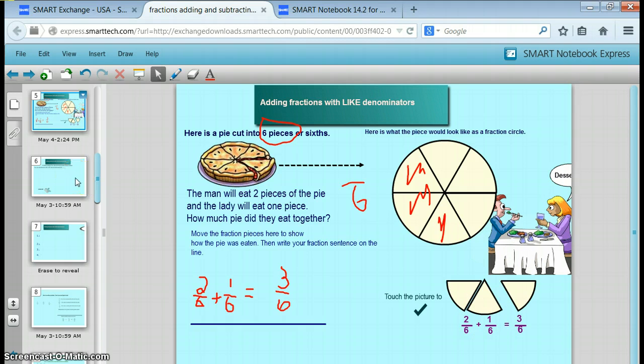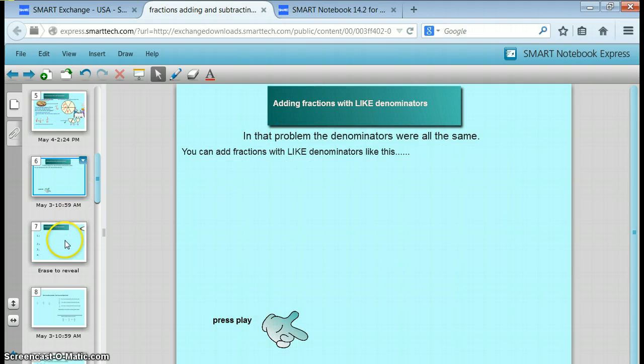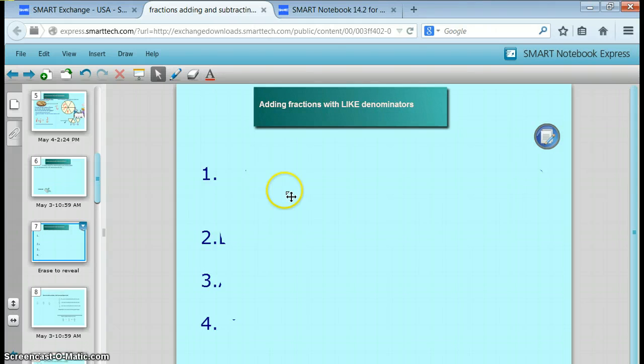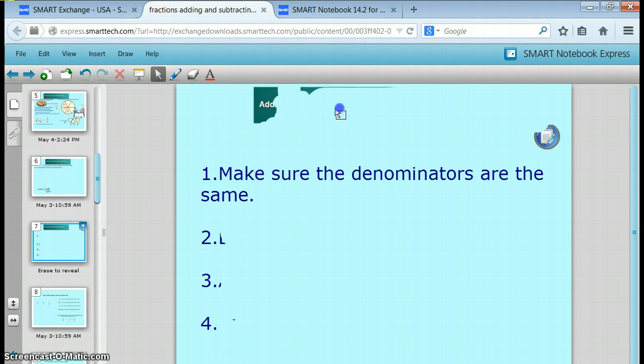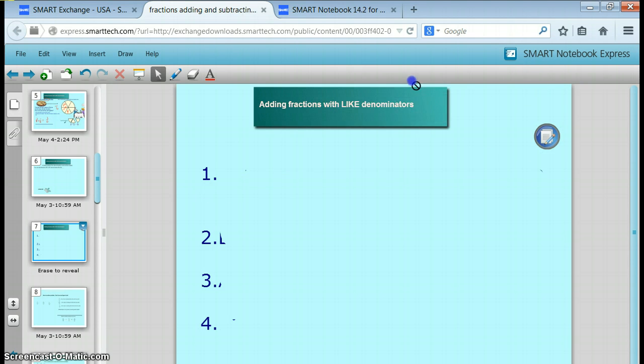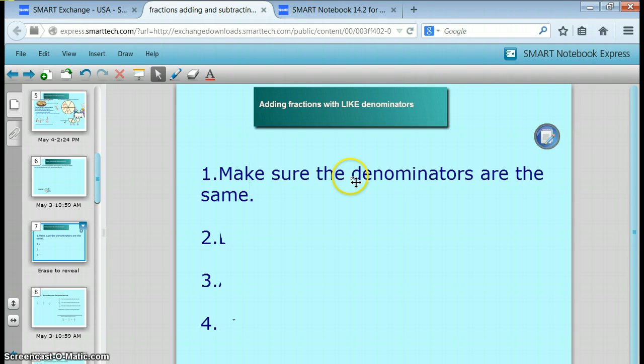Moving on, that's when there is a same denominator. There are situations where you have an unlike denominator, so let's talk about that. You've got to make sure that the denominators are the same.